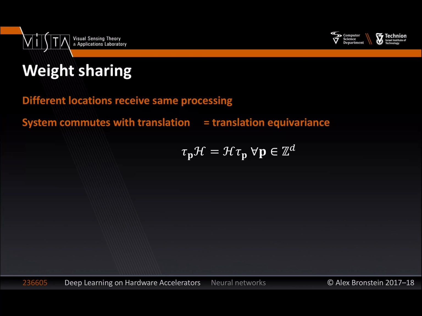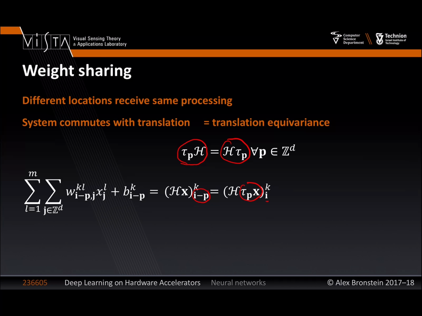I can write this in operator notation by saying that applying the system first and then the translation operator is equivalent to first applying the translation operator and then applying the system. This means commuting with the translation operator. Of course, it has to work for every translation P. Essentially, this means that I would like to compute the output of the system, the left-hand side, shifted by the amount P, and here I would like to compute at the location i for the input shifted by the amount P. Let's write it explicitly.